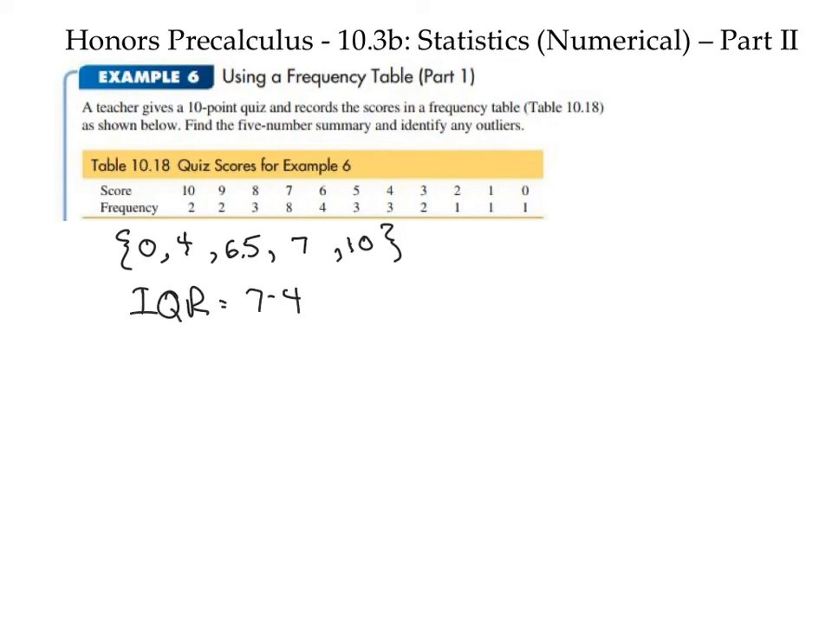And that's 7 minus 4, which is 3. And then I multiply that times 1.5, and I get 4.5. So a number will be an outlier if it's more than 4.5 above 7. That would be 11.5, and everything's inside that. Or if it's further than 4.5 away from the first quartile, which is 4, and that would be below negative 0.5. So we should be able to see pretty clearly that in this case there are no outliers.